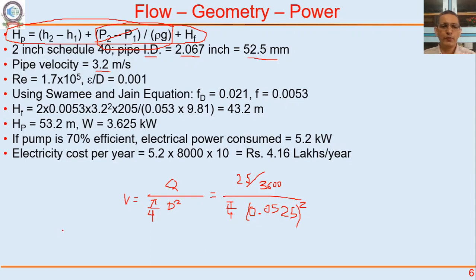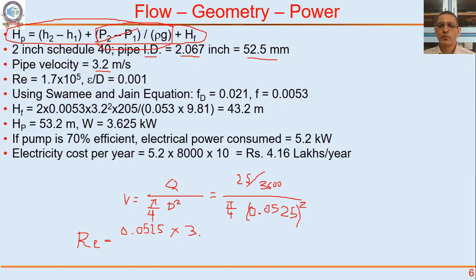Reynolds number, if I want to find out, what is Reynolds number? It is diameter into velocity into rho by mu. Diameter is 0.0525 multiplied by velocity. Velocity is 3.2.